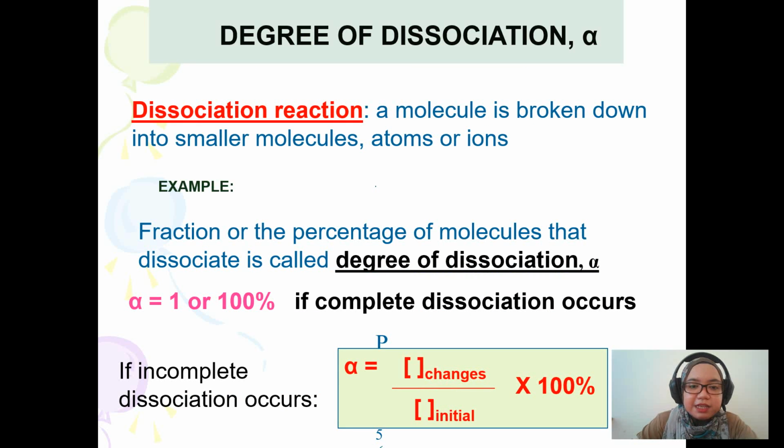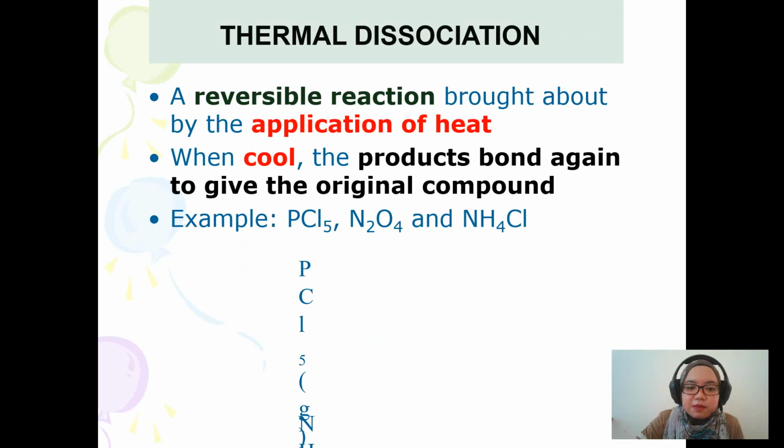So now we are going to look at the degree of dissociation. So what is a dissociation reaction? A dissociation reaction is when the molecule is broken down into smaller molecules, atoms or ions. Okay, example, fraction or the percentage of molecules. So usually we use degree of dissociation equals the concentration changes, or concentration dissociated, divided by concentration initial, times 100% to get the percentage degree of dissociation. If we don't times 100%, we just get the fraction of degree of dissociation. So the degree of dissociation can vary from 0 to 1, where 1 is complete dissociation, or from 0 to 100%, where 100% is complete dissociation. Okay.